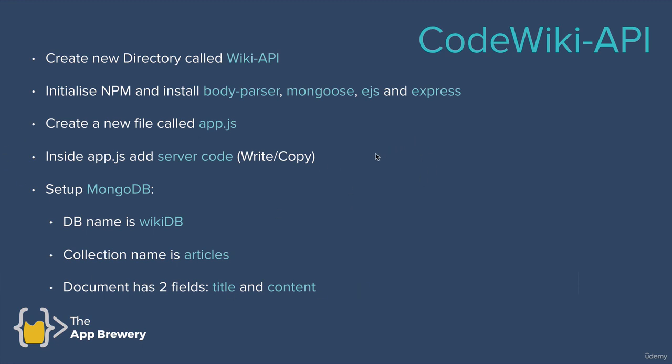And once you've set up your server, then the next step is to set up MongoDB. And our database name, as you remember, is called WikiDB. And the collection that it contains is called articles. And all the documents in the article collection have 2 fields: title and content. So using all of that information, you should be able to set up a connection with MongoDB and be able to create the models that you need with Mongoose and be able to set it up. So give that a go.